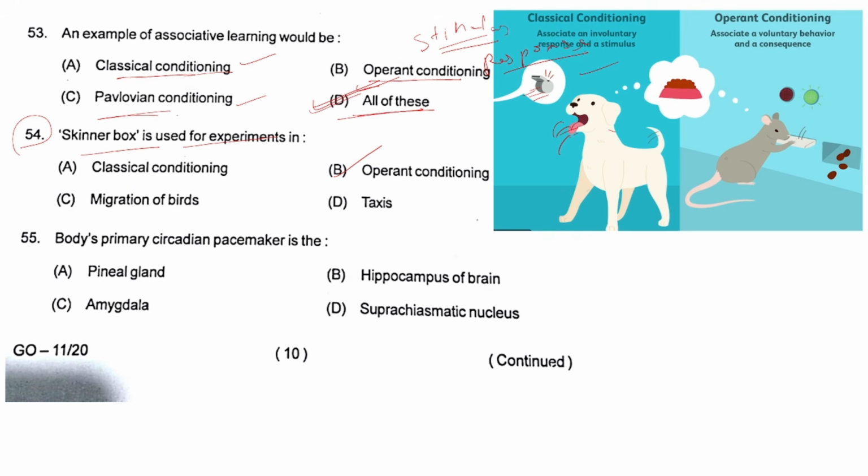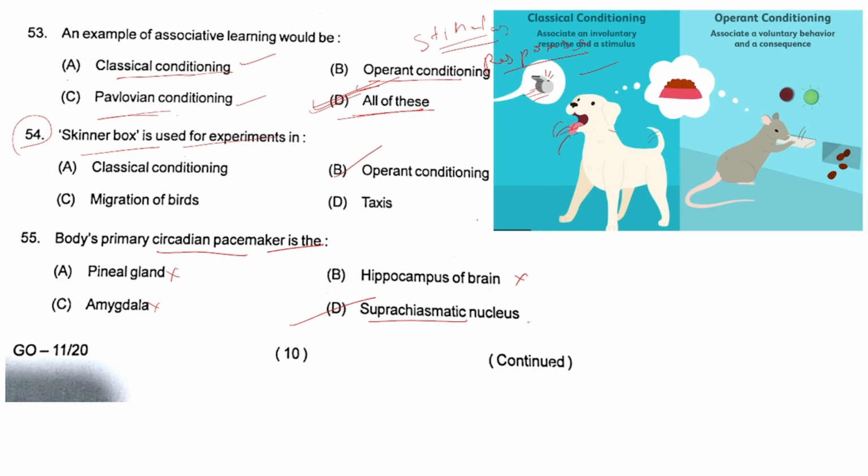Next question, question number 55. Question number 55 is, body's primary circadian pacemaker is pineal gland? No. It is hippocampus of the brain? No. Amygdala? No. It is the suprachiasmatic nucleus. Option D is the right answer.